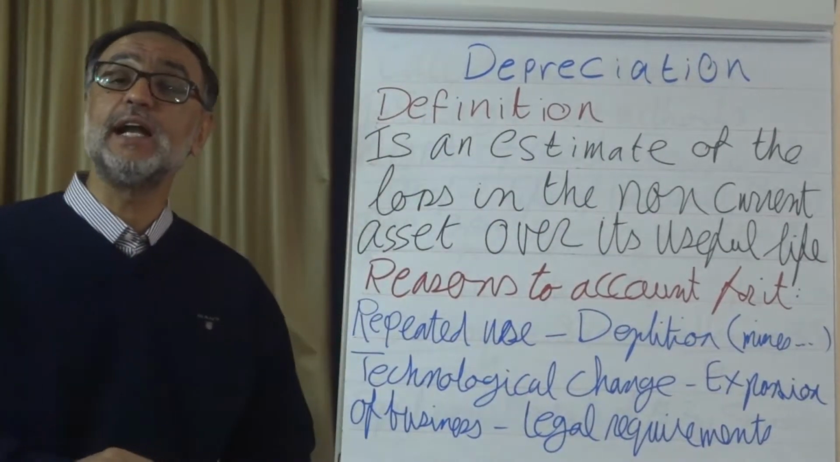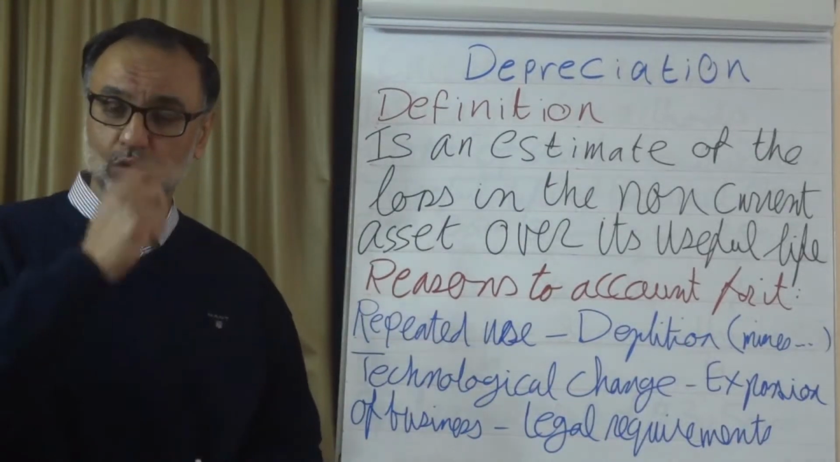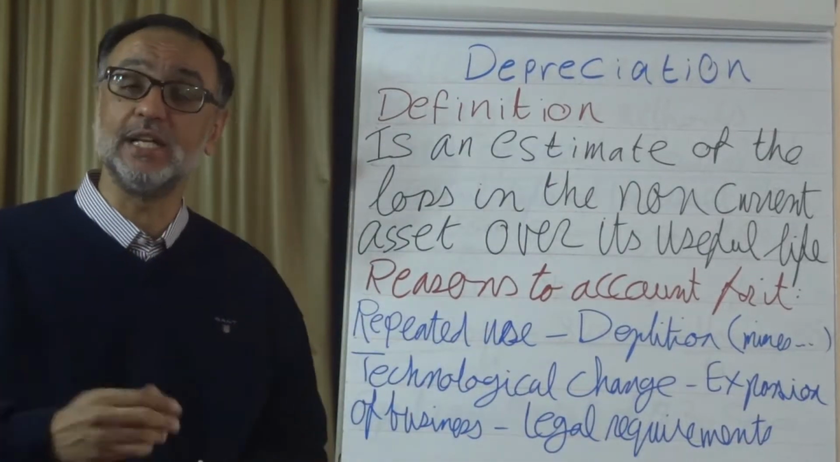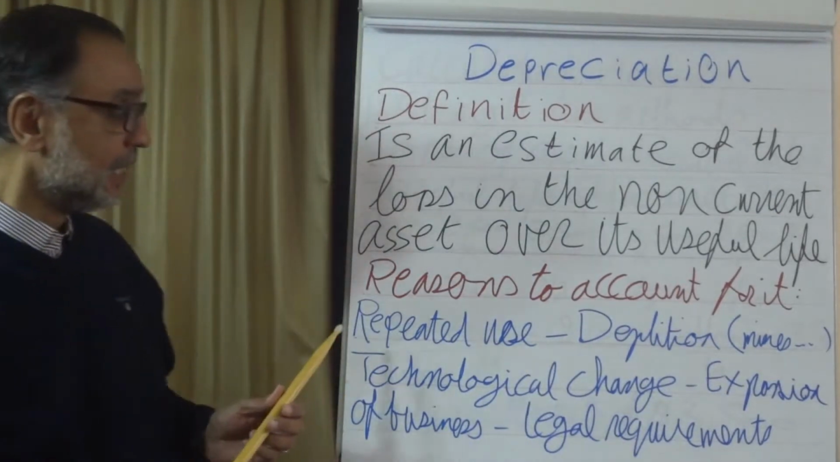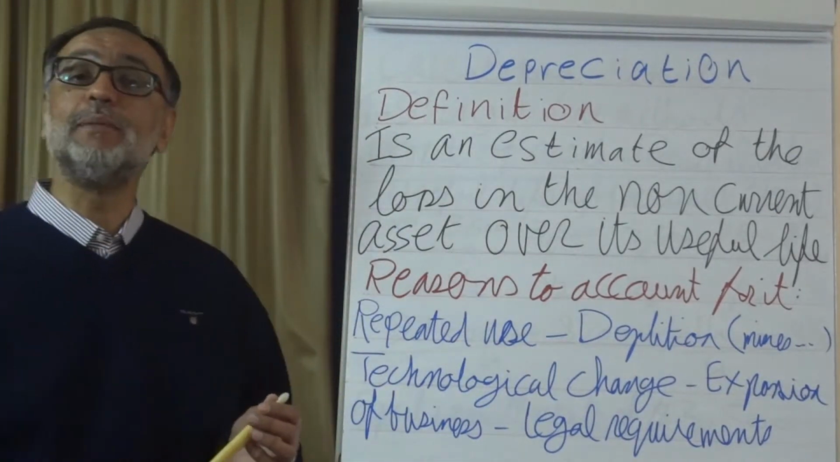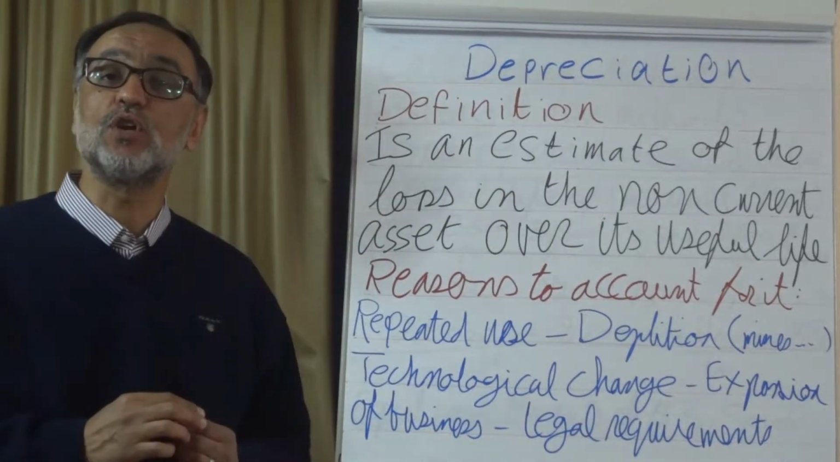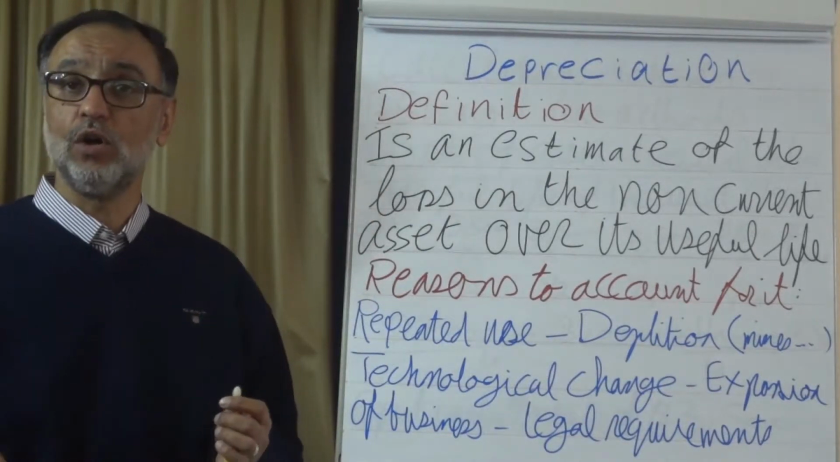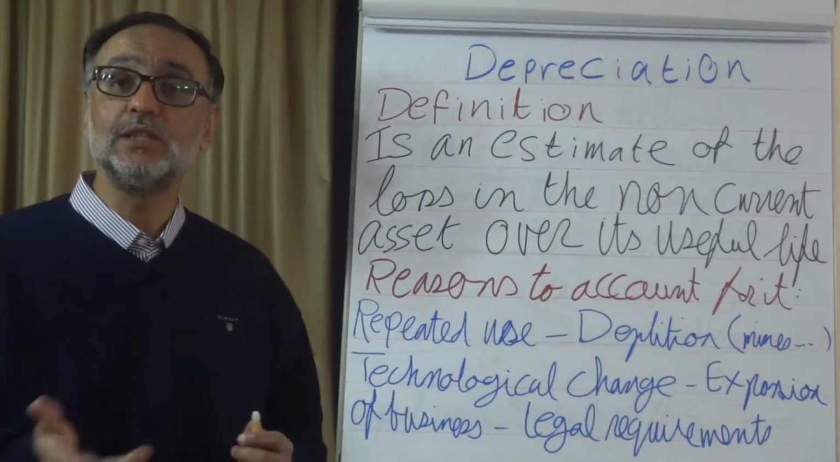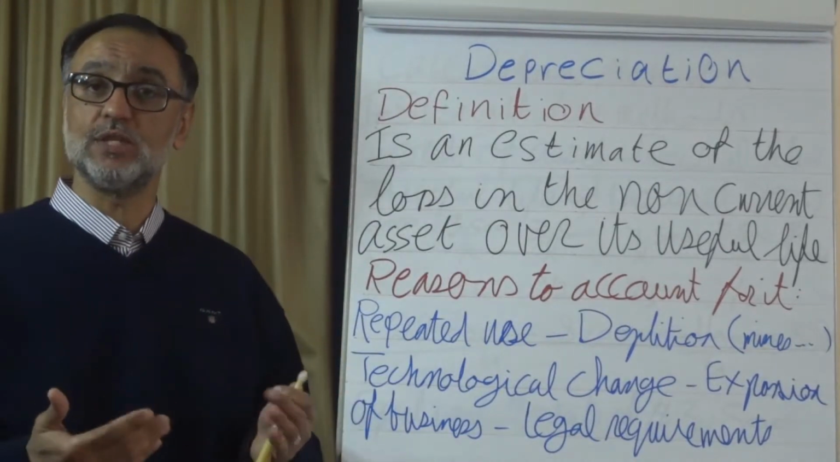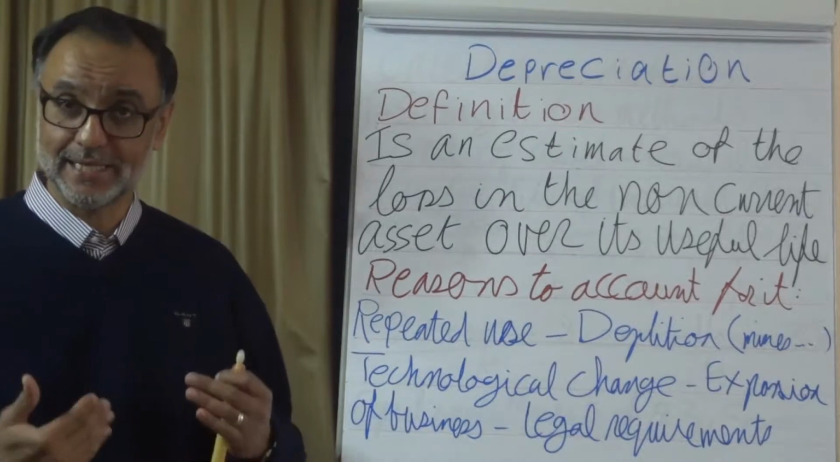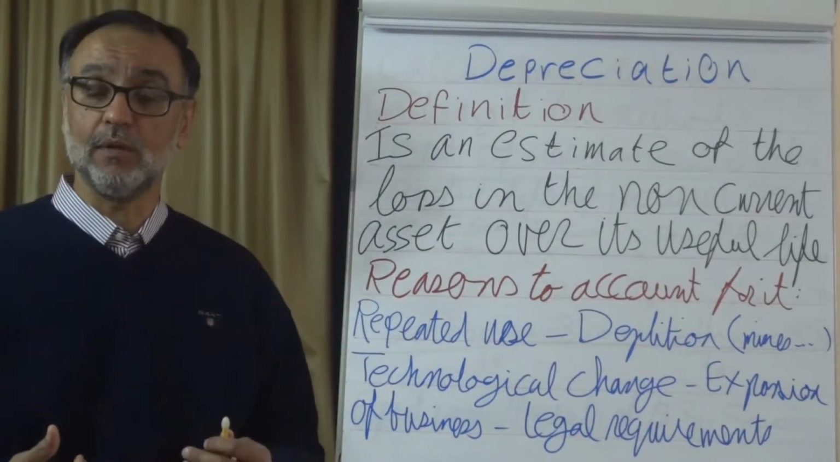And there are several reasons why we have to record depreciation, because the asset is losing its value. First one is repeated use. Second one is what's called depletion. Depletion is for natural resources like oil wells, mines, and quarries. We take from them, so they are losing their value, and the remainder in them is getting less and less over the time until they finish.